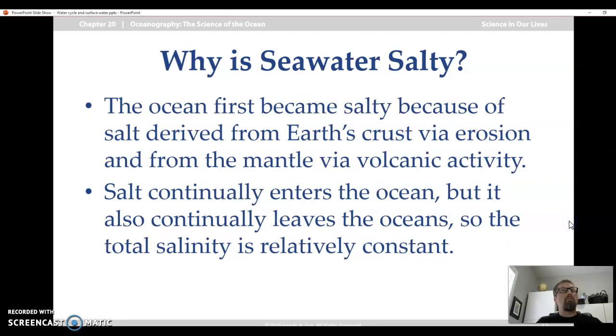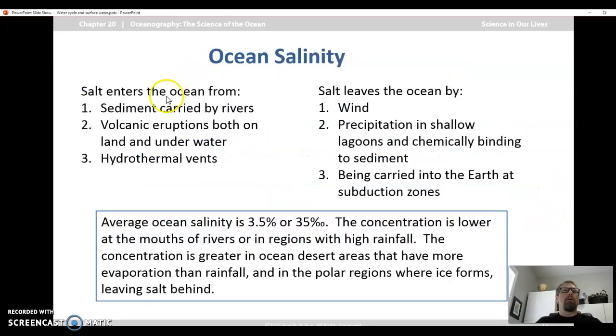All right, sometimes people ask where the salt in salt water came from, so I thought I'd just throw a couple slides in that talk about that. So that's what these do. I'll let you read through those at your leisure. Salt still enters into the ocean via a couple of different mechanisms, but it also leaves and is left behind.